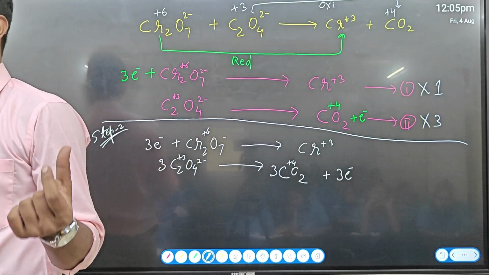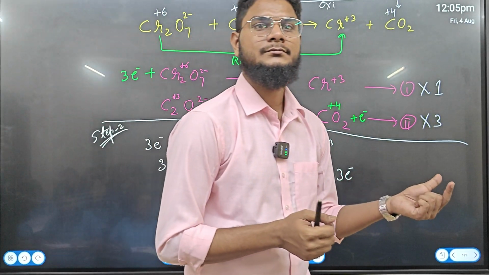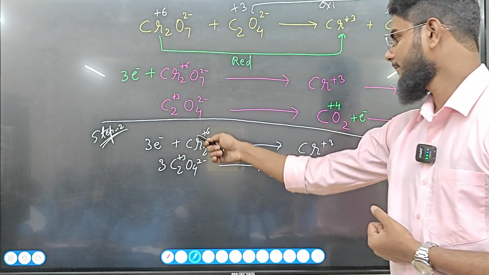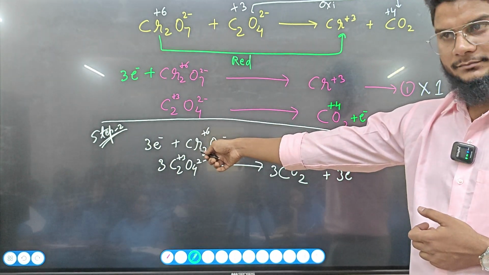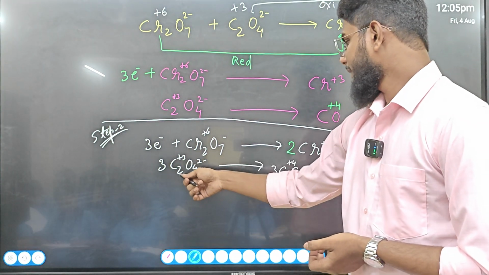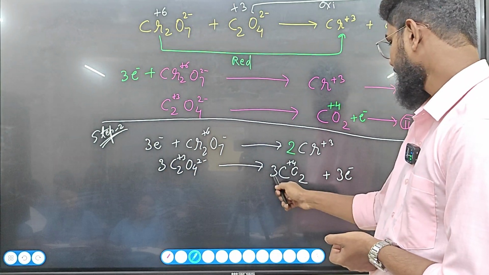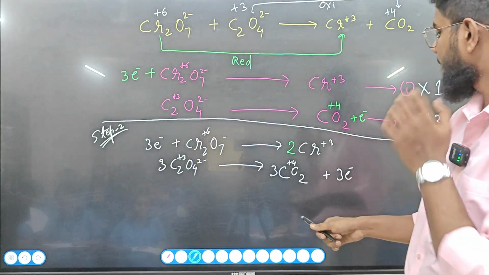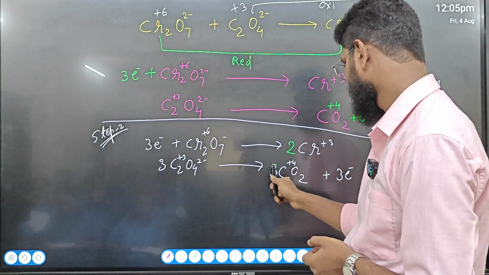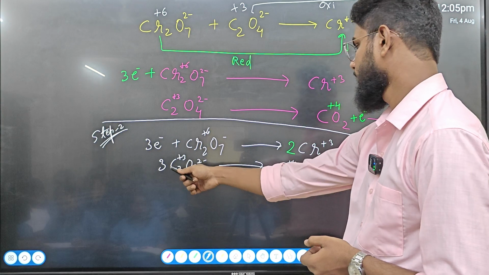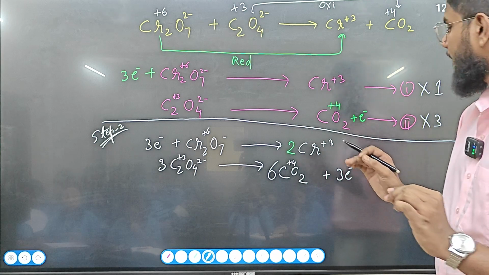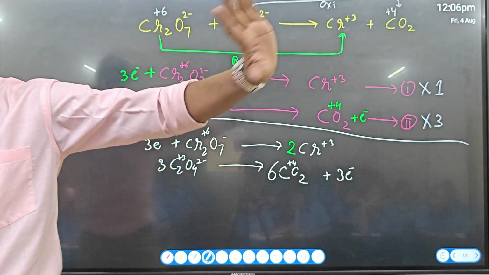Next step is to balance the number of atoms except hydrogen and oxygen. How many chromium here? 2, right? You have to multiply with 2. Clear? How many carbon here? 3, to make it 6. Here 3, so you have to multiply by 2, and here by 6. Clear? Number of atoms except hydrogen and oxygen is balanced.